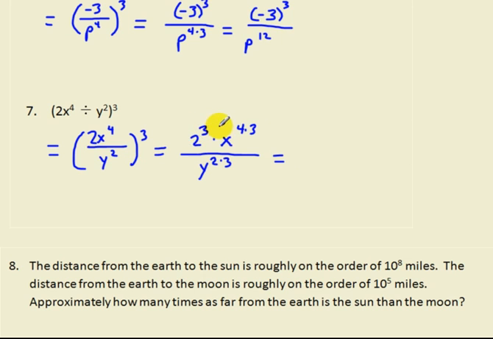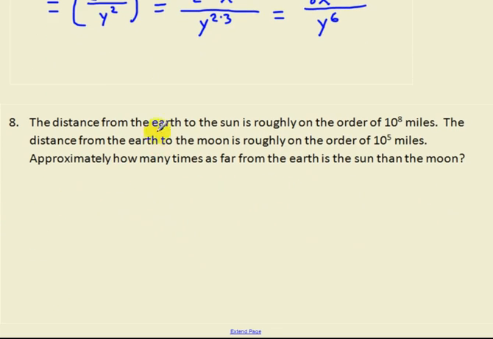So we end up with 2 to the 3rd power is 8. 2 times 2 is 4, times 2 again is 8. So 8x to the 12th over y to the 6th. And that's as much as we can simplify.